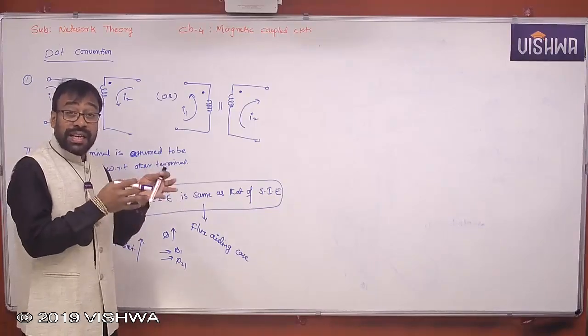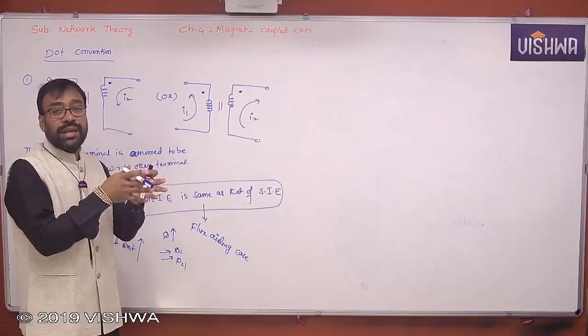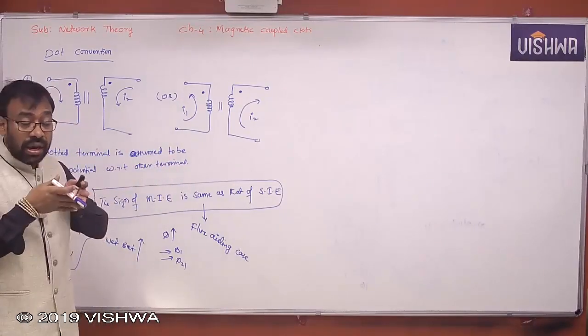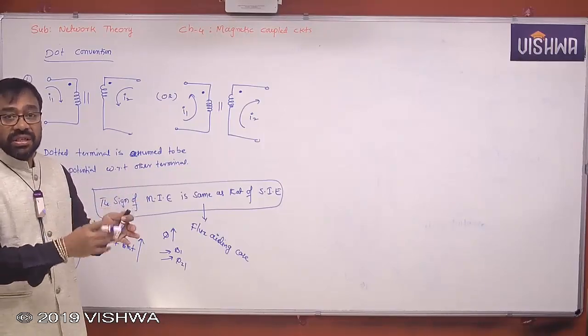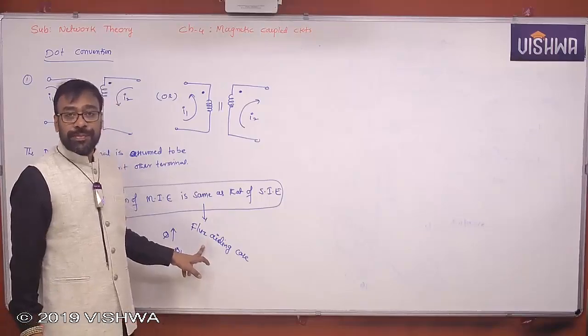Flux increase means the two fluxes which are linking with the primary coil or else the secondary coil, let us say, are flowing in the same direction, supporting each other, aiding each other. That is why this case can be called the flux aiding case. Understand, all of you?